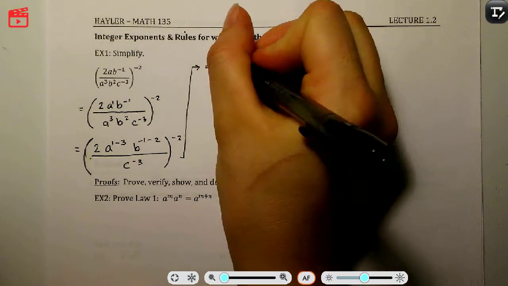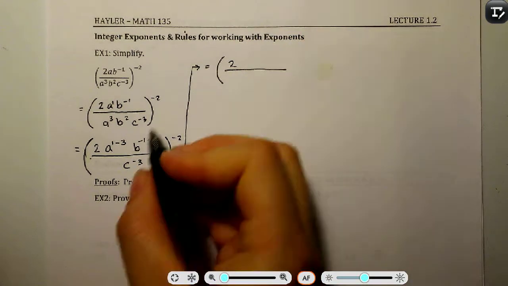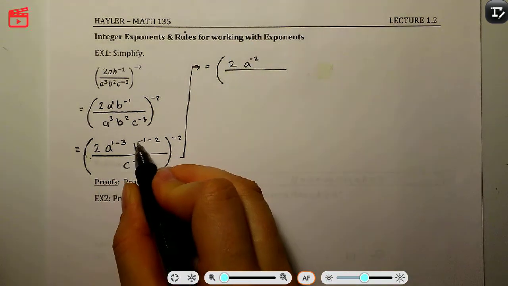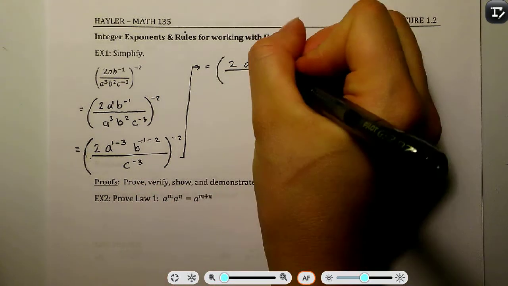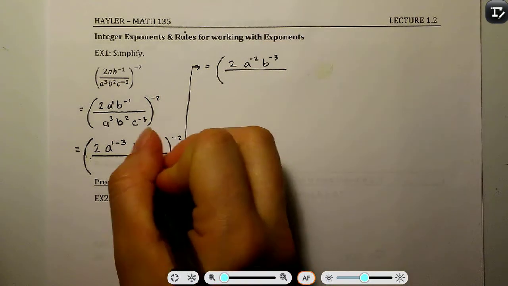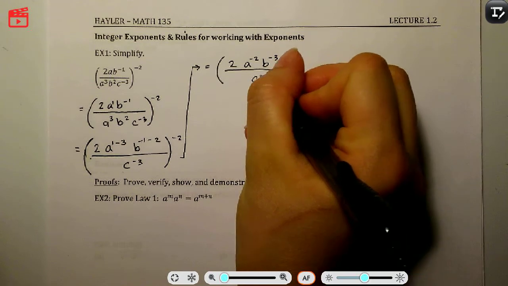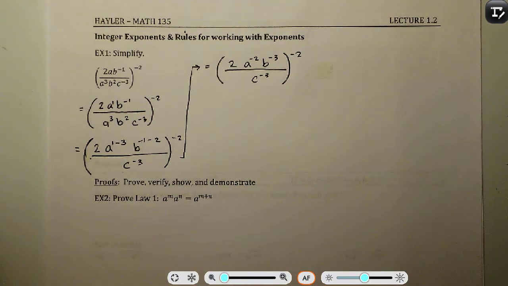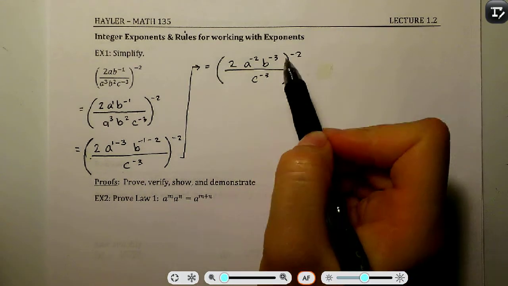Equals, let's simplify this. So we have 2, and then 1 minus 3 is going to be a negative 2. And then b to the negative 1 minus negative 2 is going to be b to the negative 3. Then we have c to the negative 3 on the bottom, all to the negative 2 power. Okay, so we've done everything we can to simplify the inside.